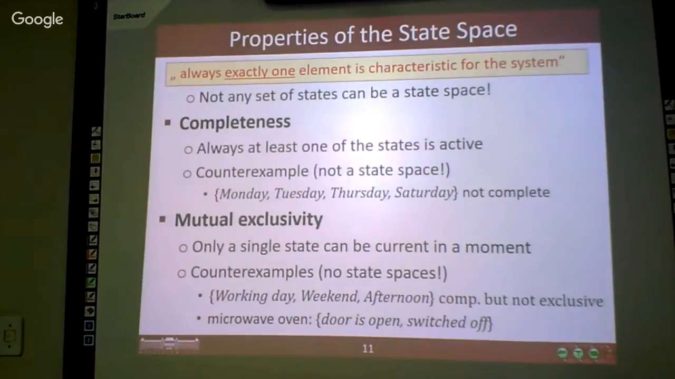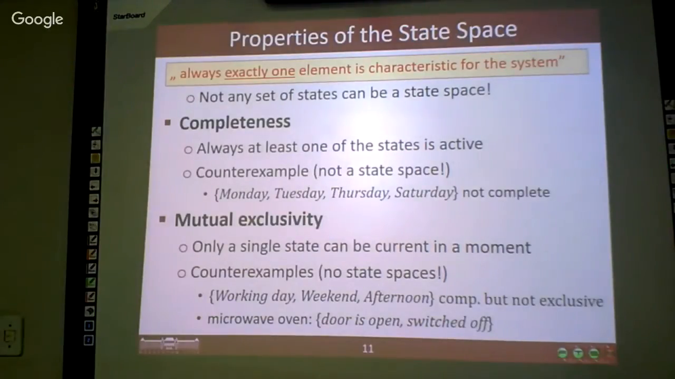To show you a counterexample that is not a state space in this sense, for example, if we say Monday, Tuesday, Thursday, Saturday, this is not complete. So sometimes we are not in any of these states. Actually, oh no, we are in Tuesday, so it's not a problem. But actually, there are some days where you are just not in any of them.